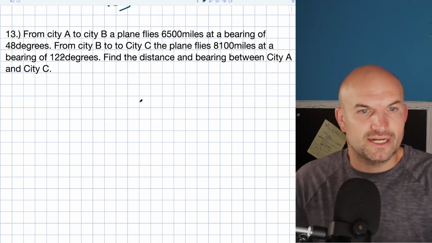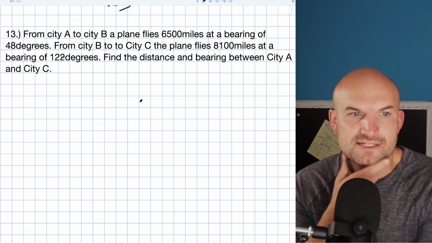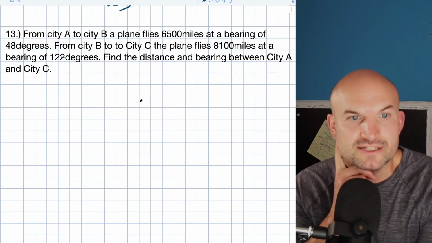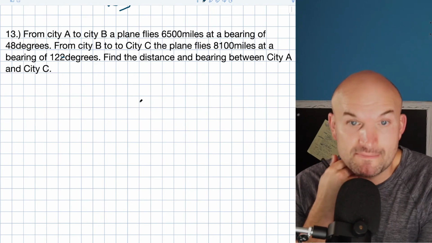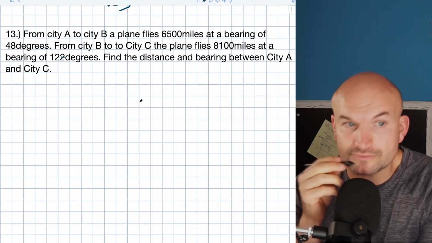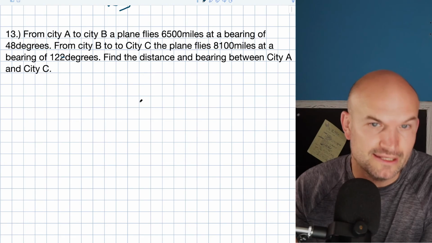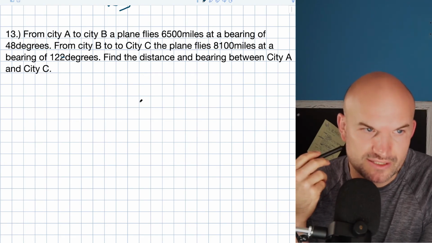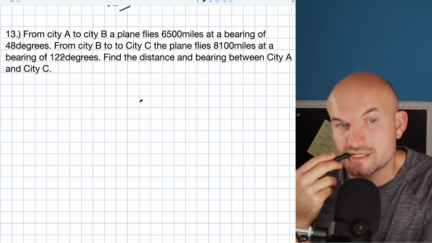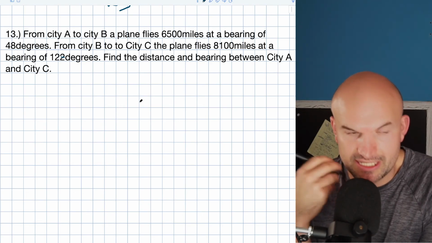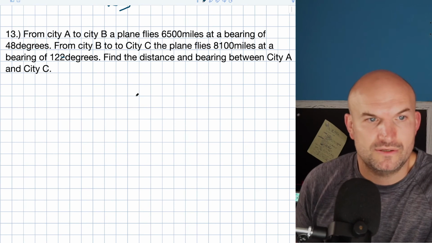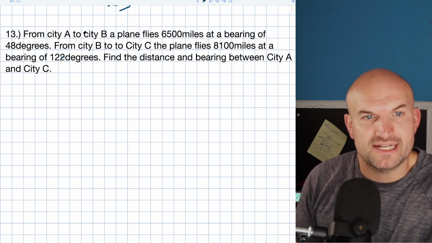All right, so let's go and look at another one. Bearings. So this one says from city A to city B, a plane flies 6,500 miles at a bearing of 48 degrees. From city B to city C, the plane flies 8,100 miles at a bearing of 122 degrees. Find the distance and the bearing between city A and city C. Okay, so that's a lot going on. So it says from city A to city B.